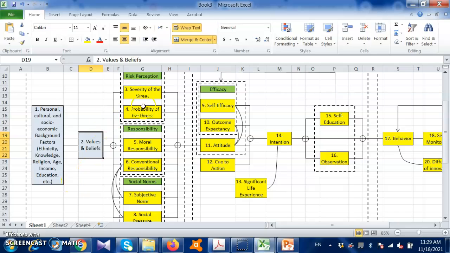Anything in yellow is what I'm actually going to be testing in the survey. Anything in gray, like in steps 1 and 2 here, are critical parts of the model, but they're too broad to be tested in a set of questions. So even though I recognize that they exist, I'm not going to be testing values, beliefs, personality, moods, cultural backgrounds, and all of that.